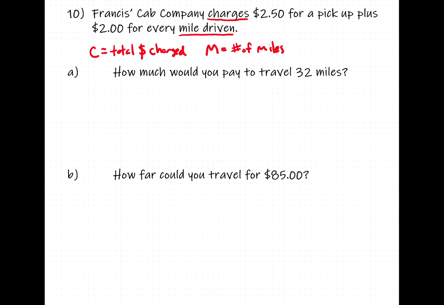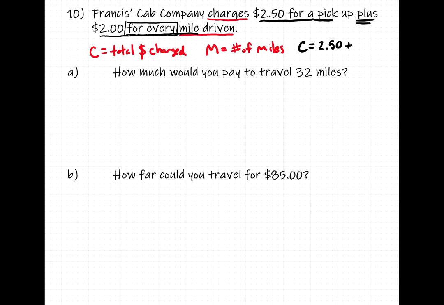So we could put this into an equation. The cab company charges C, the total charge, is equal to $2.50 for the pickup, and that's one time. No matter how far you go, you're paying $2.50 plus $2 for every mile. And "for every" is telling us to multiply.